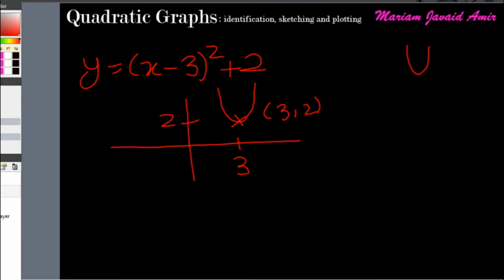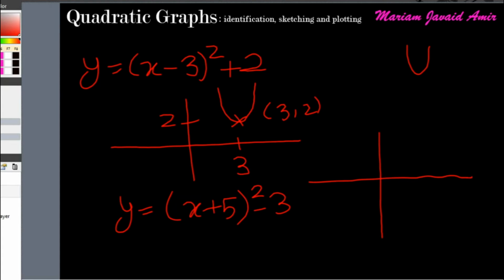Okay, what about the equation y is equal to (x plus 5) whole square, let's say minus 3. So the plus 5 will move the graph 5 units to the left. So here minus 5. Now this graph will also move 3 units down because of the minus 3. So the graph will be something like this, passing through the point minus 5, minus 3.